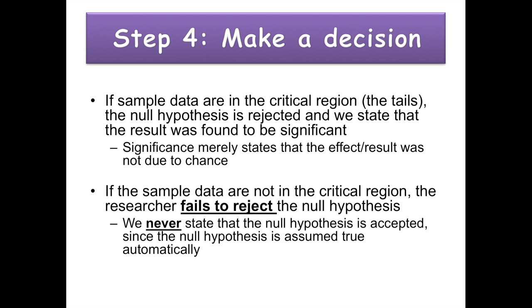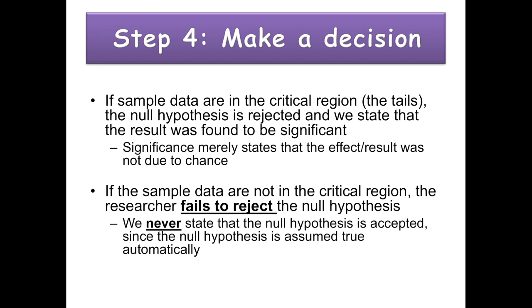Okay. Number 4, make a decision. If the sample data are in the critical region, the tails, the null hypothesis is rejected, and we state the results were found to be significant. Okay? Now, significant only means that the effect of the result was probably not due to chance alone. Sometimes we talk about errors, and we'll talk about type 1 errors and type 2 errors a little bit later in the lesson.